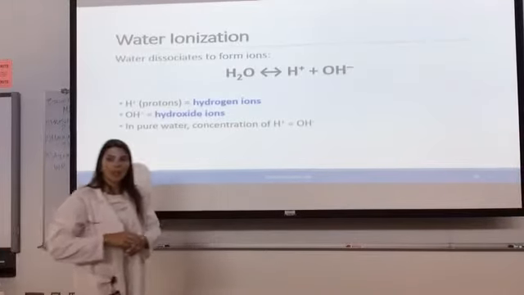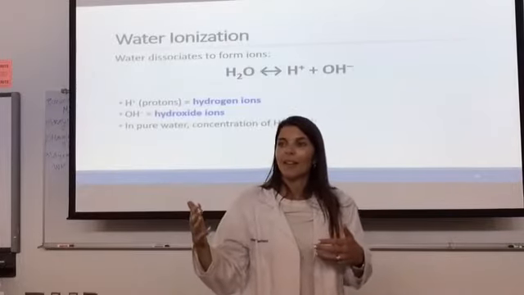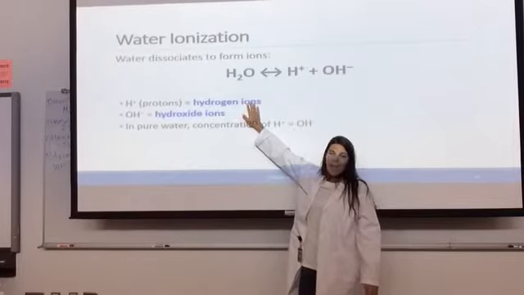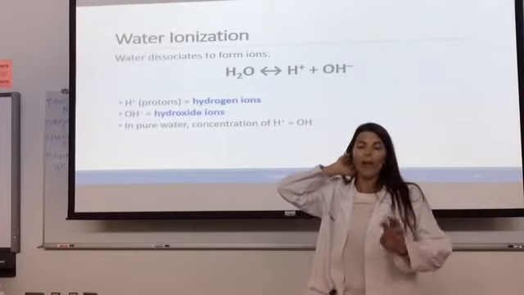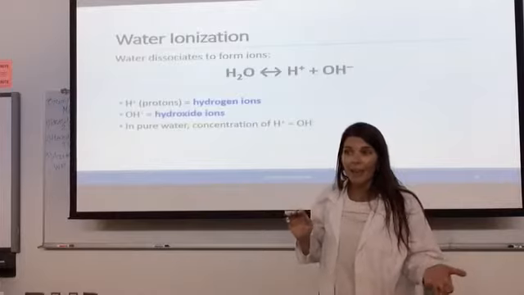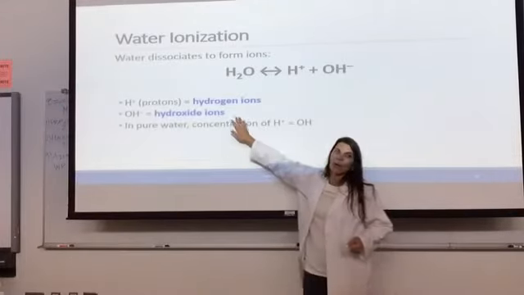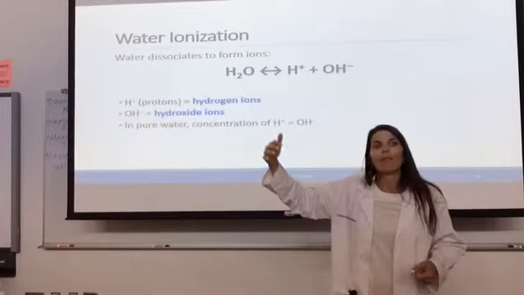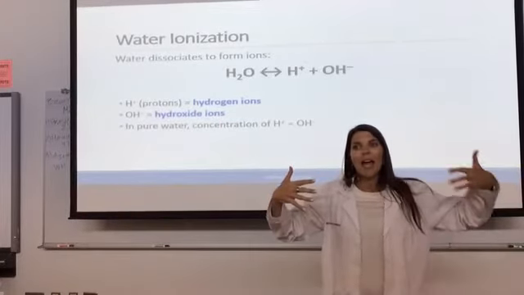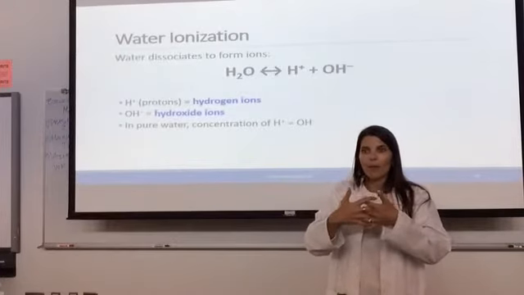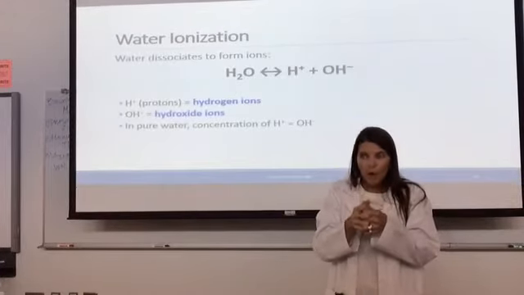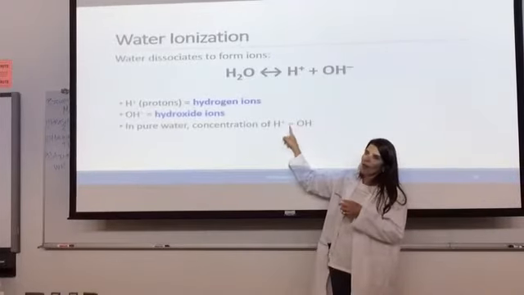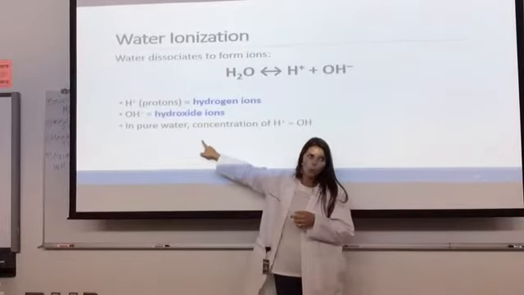When we look at a solution and we say it's acidic, it has a whole bunch of hydrogen ions. And if we look at a solution and say, oh, that's basic or alkaline, that means it has more hydroxide ions. But what happens when I have the same amount of hydrogens and the same amount of hydroxides? What do I have? Water. When I have the same amount of hydrogens and hydroxides, I have water.